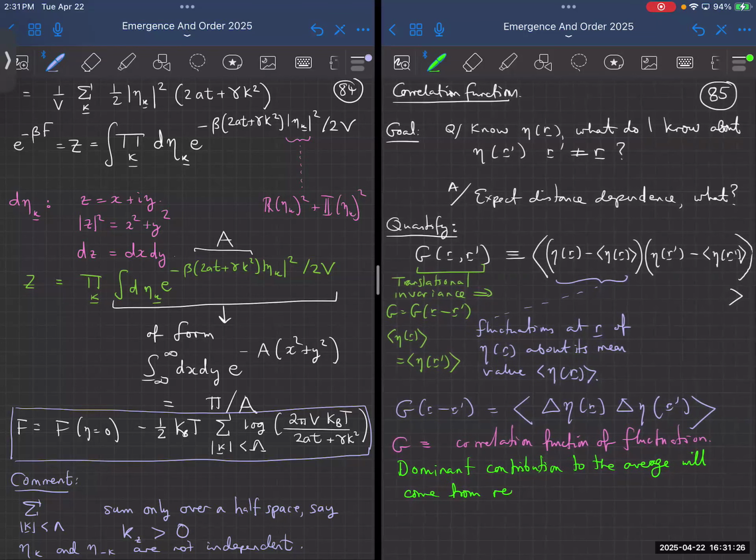will come from regions where delta eta of r is roughly the same as delta eta of r prime. And so that's what this thing measures. And in regions where they're uncorrelated, will make no contribution.